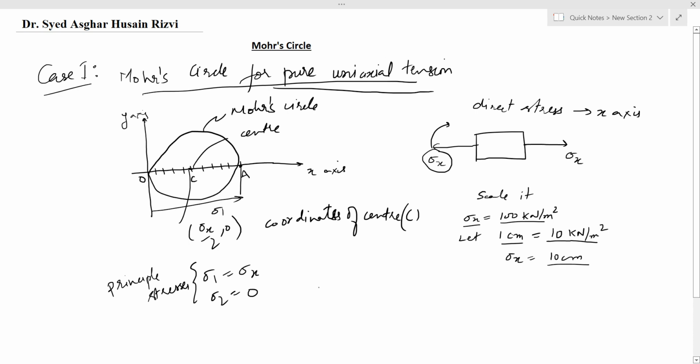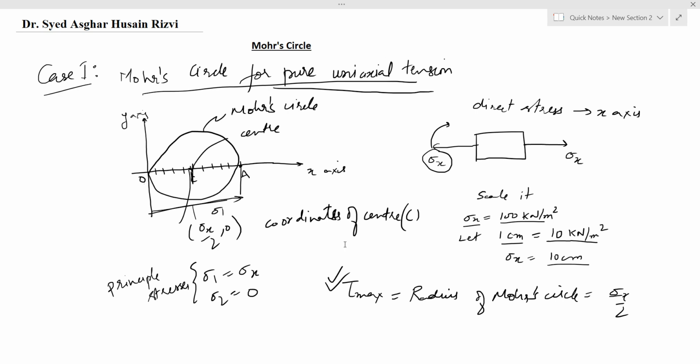And we have also discussed that the tau max, the maximum shear stress, is equals to the radius of the Mohr circle. So this will be equals to sigma x by 2 because it is at the middle of O and A, and total is sigma x. So the radius is sigma x by 2, and this will be equals to the maximum shear stress. So this is case 1 that we have discussed here, Mohr circle for pure uniaxial tension.